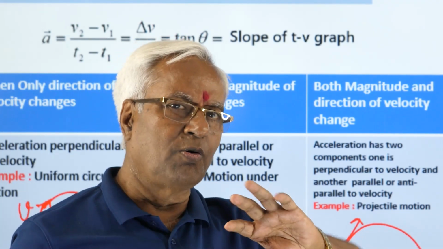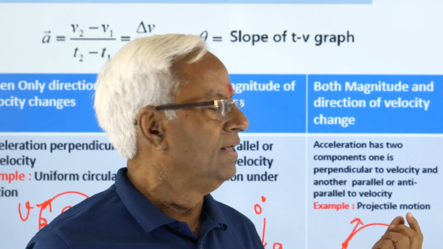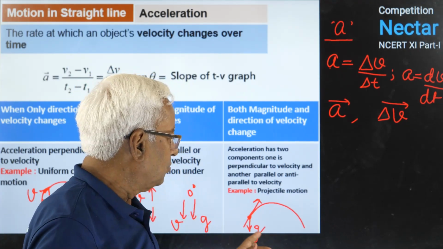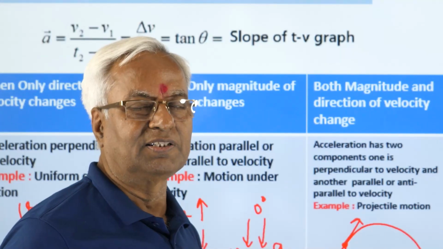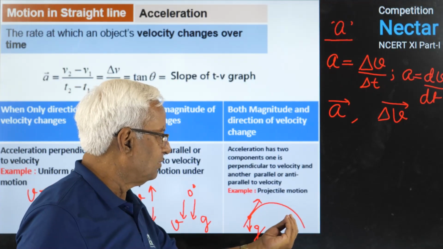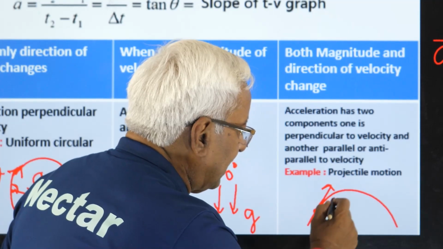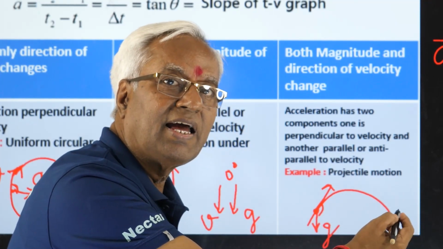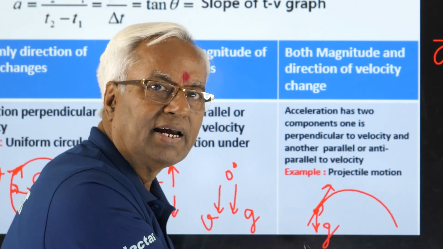So this is a very complex example from the point of view of the angles. Otherwise, it's very simple: it's a projectile motion and its path is a parabola, but angle-wise it will have changing values throughout. What angle? The angle between velocity and acceleration.